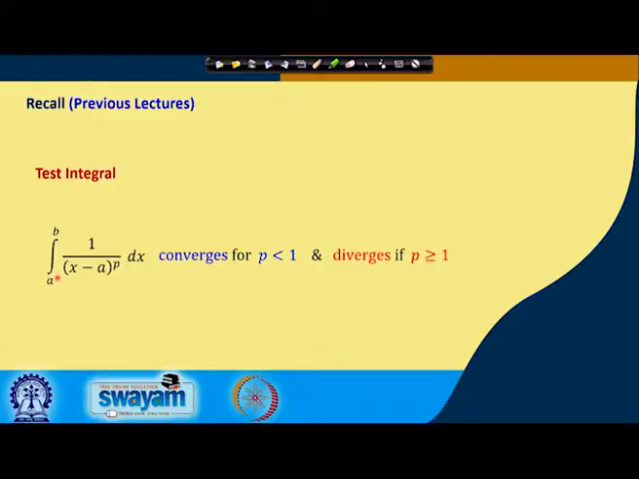This is the test integral, and today we will use it to prove the convergence of other integrals. This integral converges when p is strictly less than 1, and it diverges if p is greater than or equal to 1.